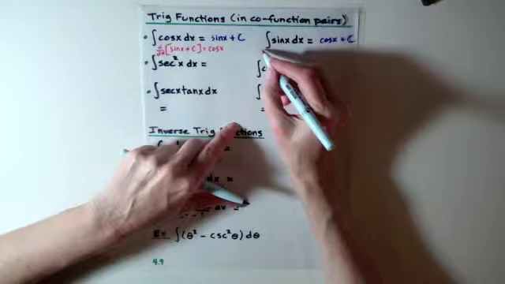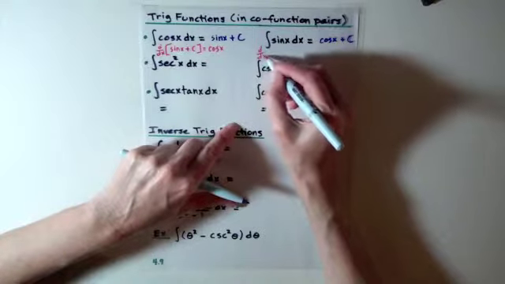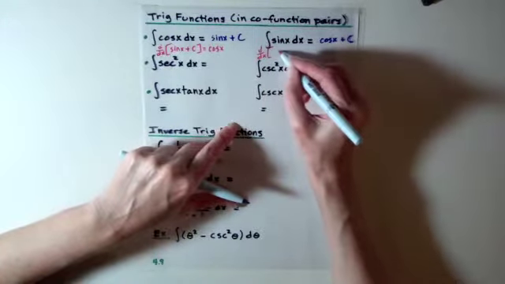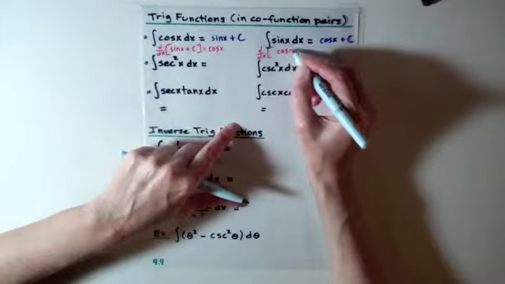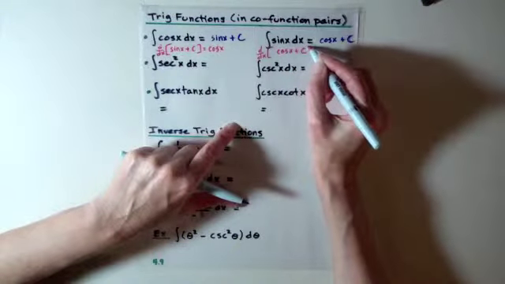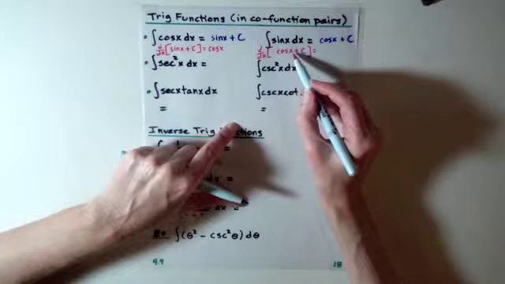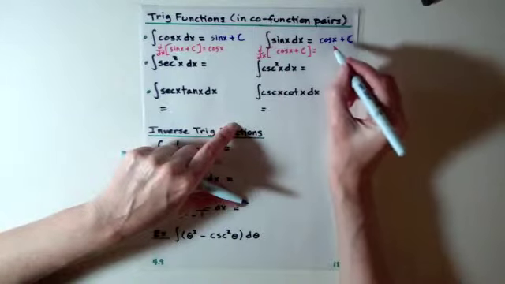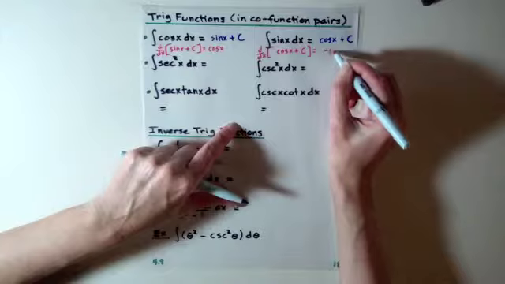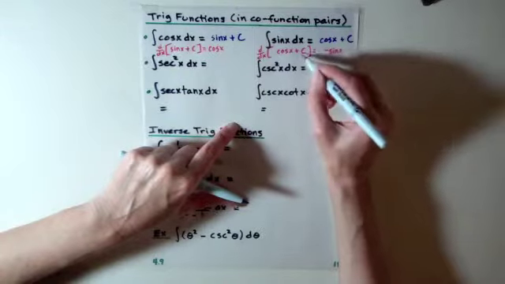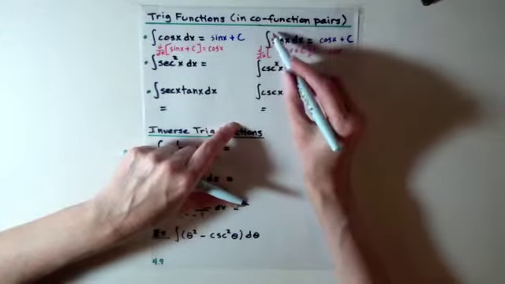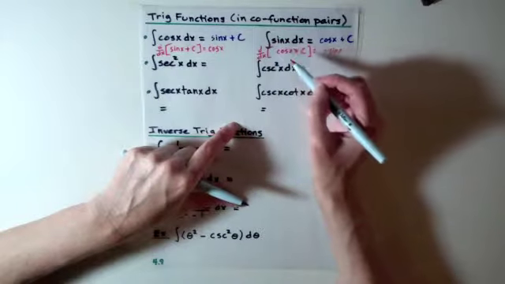Let's check it. I'm going to take the derivative of cosine x plus c. But unfortunately, when I take the derivative of cosine x, what do I get? I get a minus sine x. And then the derivative of c drops out. But I wanted to end up with a positive sine x.